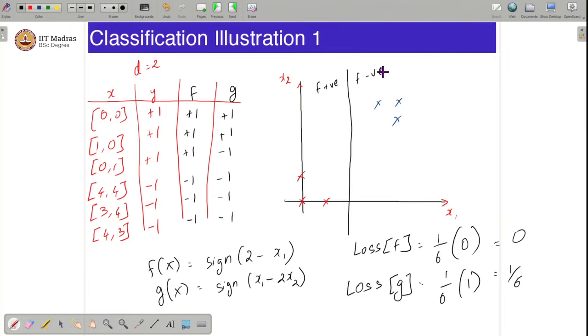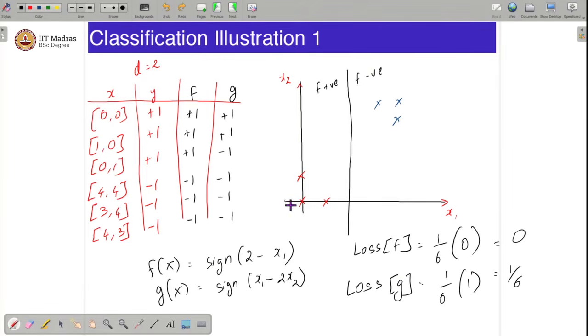And you can clearly see that this is the reason why this particular model has 0 loss, because in the negative region of f you have all the negative data points, and in the positive region of f you have all the positive data points. And because of this, model f has 0 loss on the training data. Let us do the same thing for g.